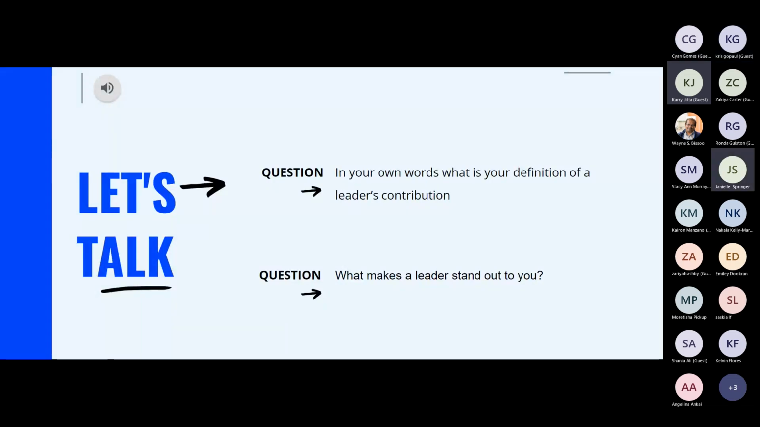Anybody else? Well, for me, what makes a leader stand out is a leader who's not afraid to admit he's wrong. Because sometimes in organizations you have managers or leaders doing the wrong things, and they don't want to admit when they are wrong or correct themselves. So for me, a leader who would stand out is someone not afraid to admit when they're wrong, owning up to their faults. That's a great answer.